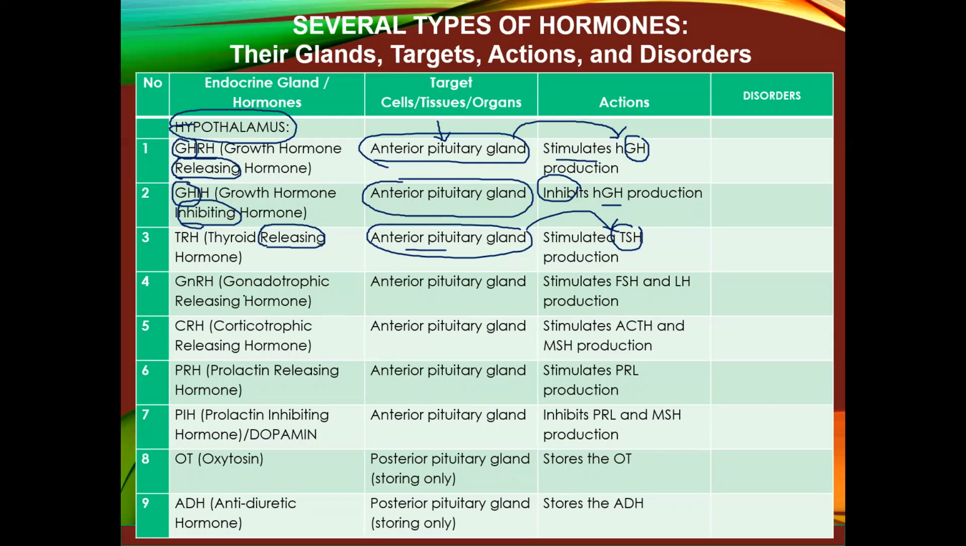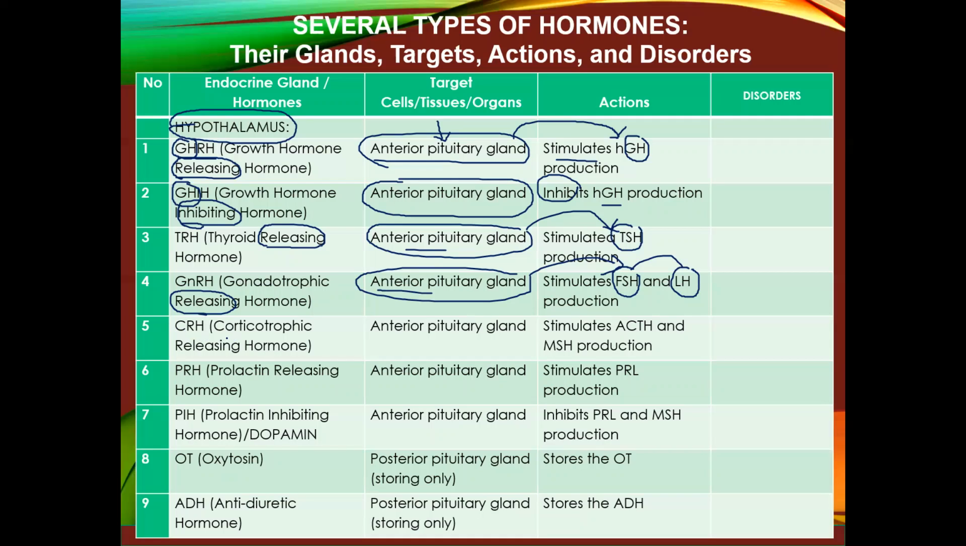The next one is called the gonadotropin or gonadotropic releasing hormone. And the name is telling you this increases or stimulates production of 2 hormones, FSH and LH, follicle stimulating hormone and luteinizing hormone. Both of these hormones are produced by the anterior pituitary gland. Therefore, the target for the gonadotropin releasing hormone will be the anterior pituitary gland.